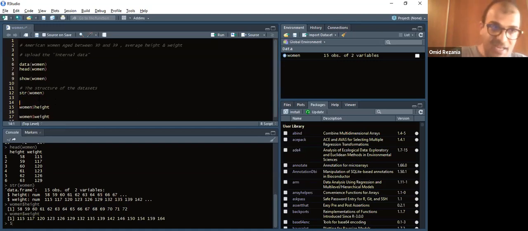I'm going to come here and put the hashtag, press shift number 3, and write: extract the variable of interest. These are the variables that you are interested in working with. For example, you just want the height and weight. That's how you extract them.